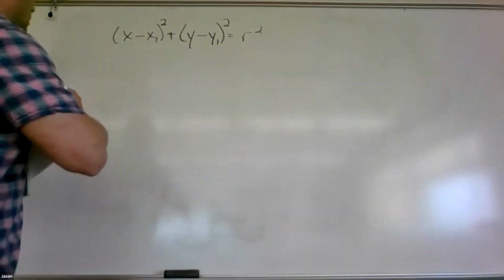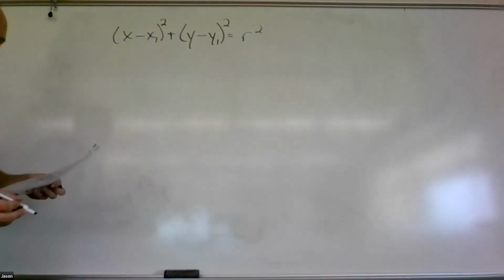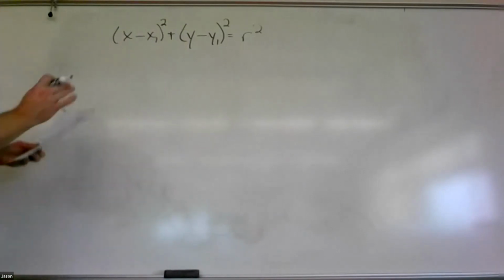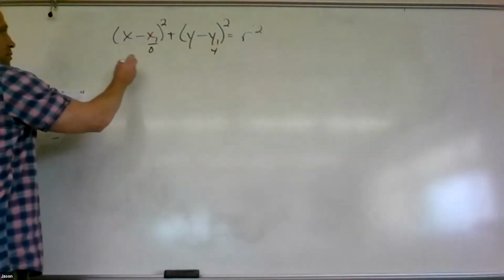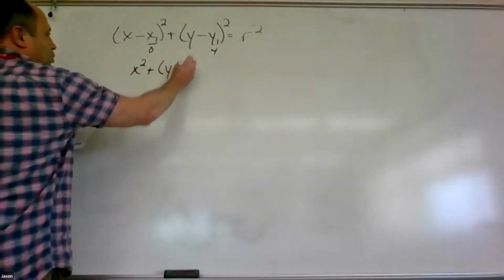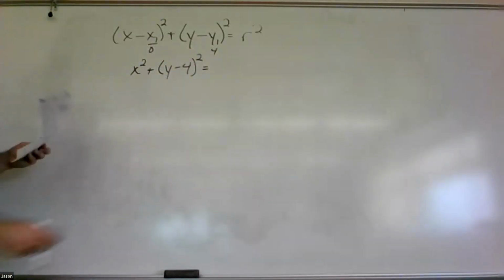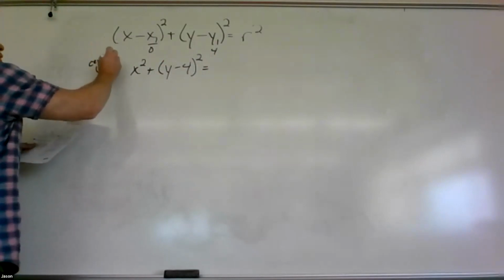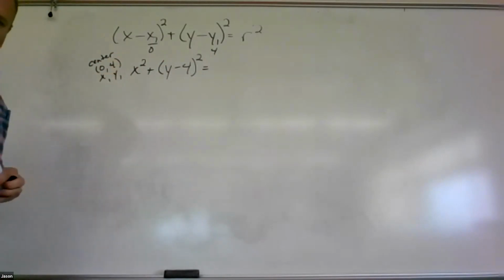So the first thing I'm going to do is use the distance formula to find the radius, right? I know that if it has a center of (0, 4), then this is 0 and this is 4. So my equation right off the bat is x squared plus (y minus 4) squared equals, well, r squared. And again, that's because it says center of (0, 4), and that center is my x1, y1. That always, always, always works that way.